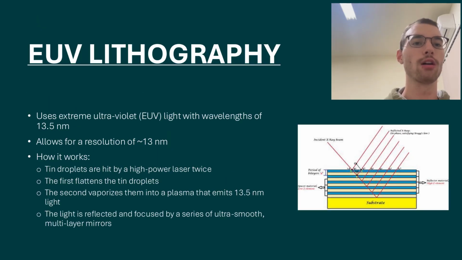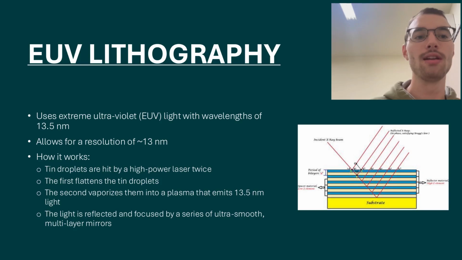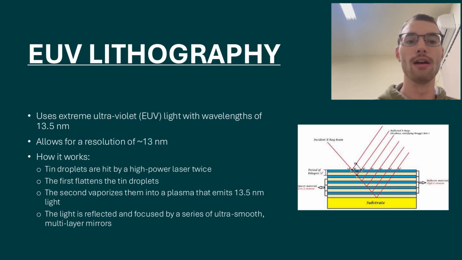Extreme ultraviolet lithography uses wavelengths of 13.5 nanometers and can allow for resolutions close to 13 nanometers. It's a very complicated process, but the basics is that tin droplets are hit by a high-power laser twice. The first flattens the droplets, and the second vaporizes them into a plasma that emits 13.5 nanometer light. The light is reflected and focused by a series of ultra-smooth, multi-layer mirrors.